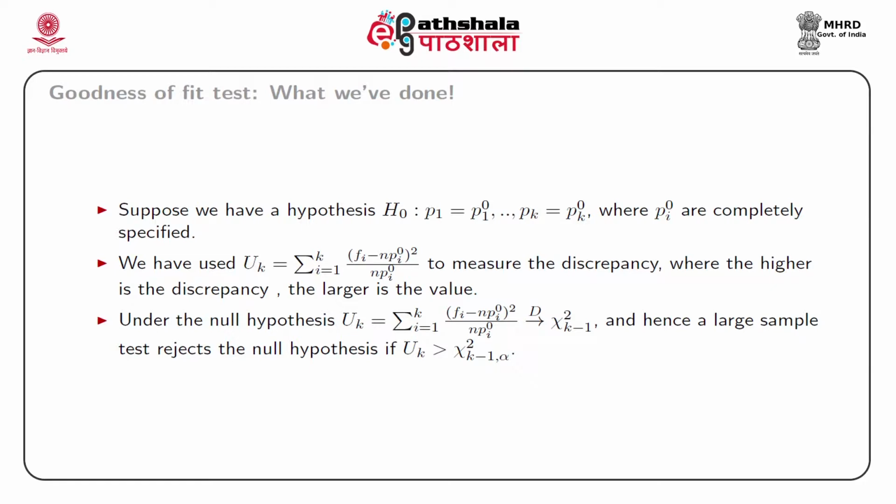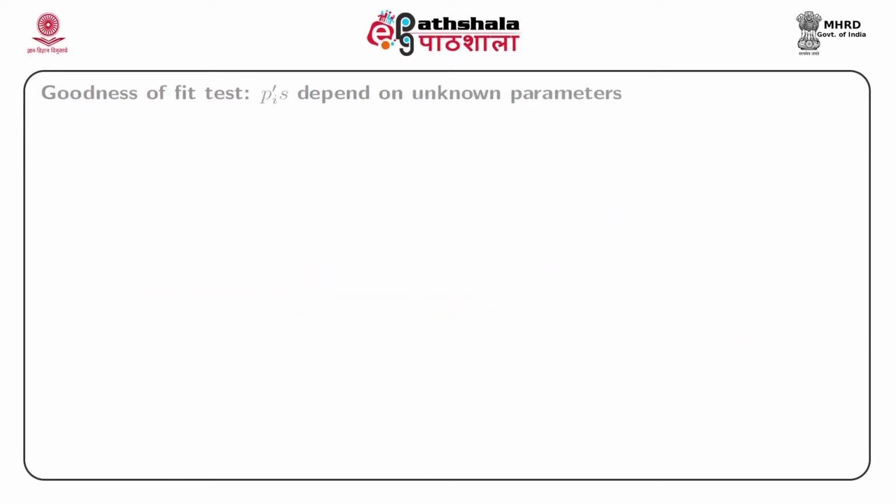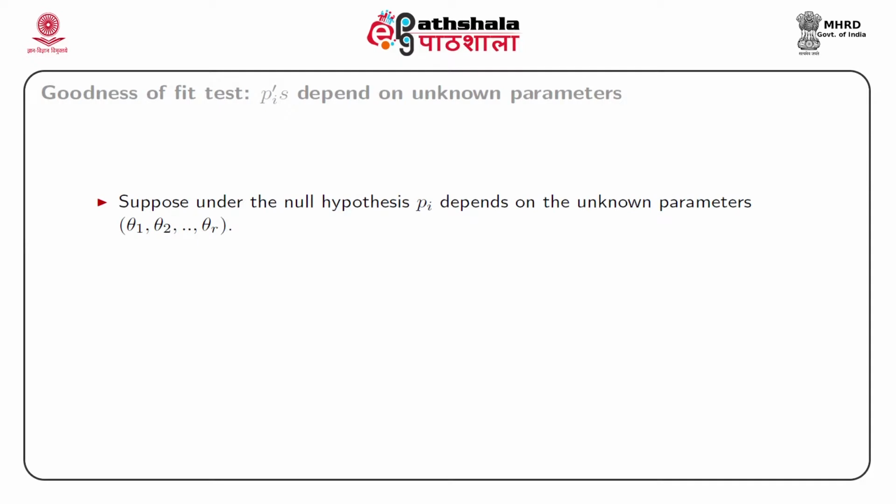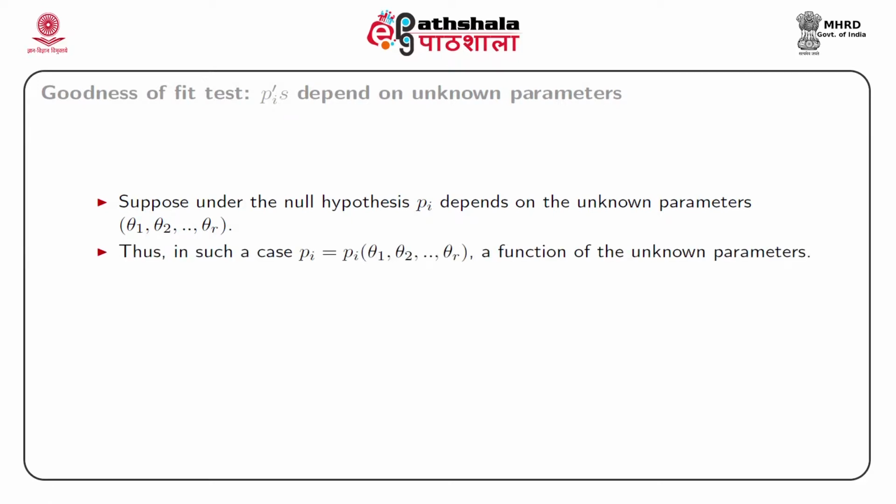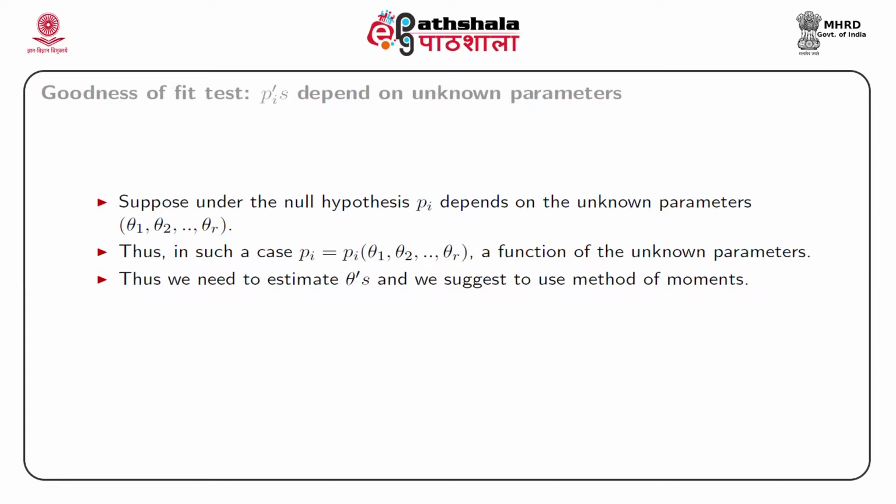In this module, we start with again goodness of fit test, but with the exception that Pi's in this case depend on unknown parameters. So specifically, suppose under the null hypothesis Pi depends on the unknown parameters, and the parameters are theta 1, theta 2 up to theta r. Thus, in such a case, Pi is a function of the unknown parameters theta 1, theta 2, theta r, and naturally we need to estimate these unknown parameters, and we suggest to use method of moments. Suppose theta i hat be the method of moment estimates based on the data.